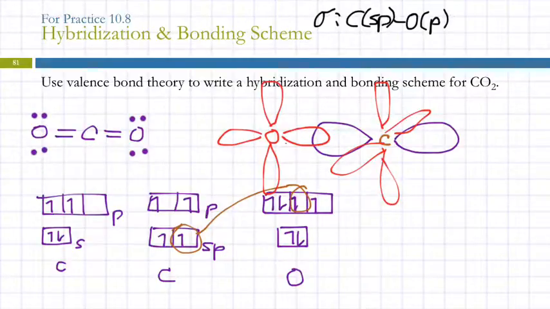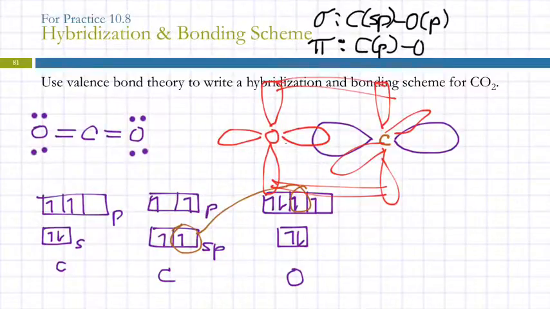Okay? And pi, carbon's using p. And for this pi bond, the side to side here, they are both using p orbitals. Carbon, p, oxygen, p. So that's why we need to include the little p guys up there.